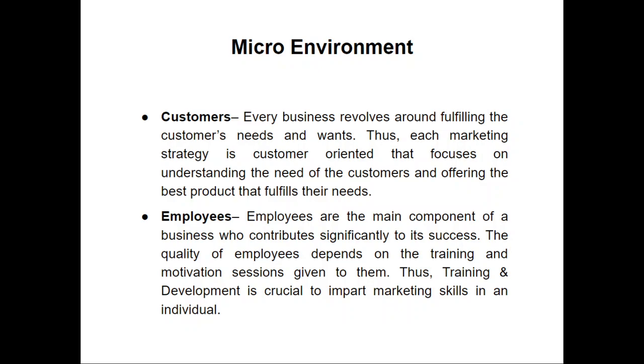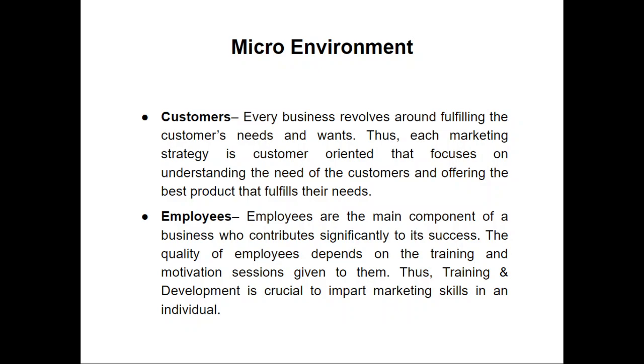Because that is the key for success. And if there is one customer not satisfied by the company's product, that can play a bigger role in the failure of the business. The main focus of the marketing department is to satisfy each and every customer in the line of relationship betterment.